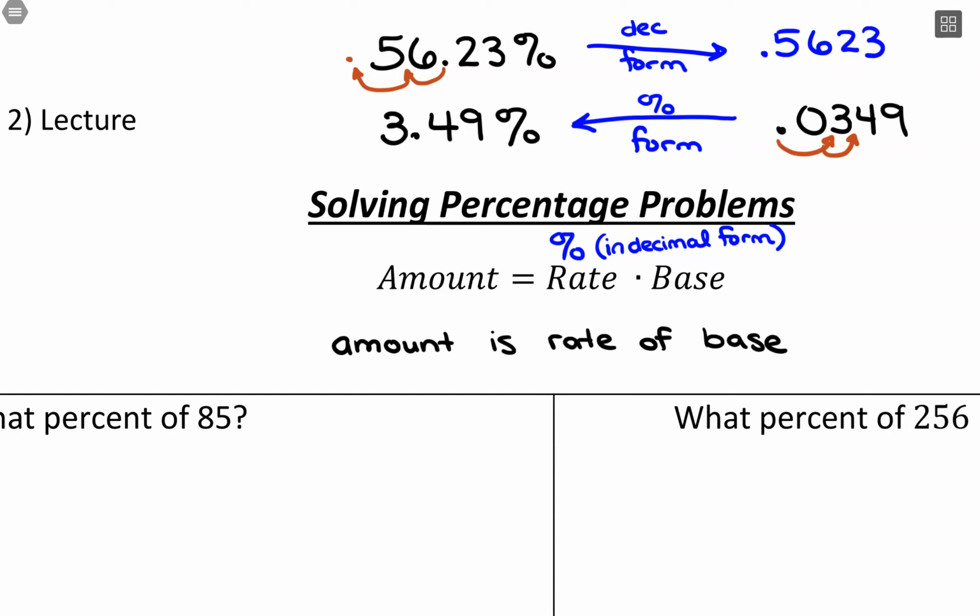So the key pieces that line up, so this equal sign relates to the word is, and the multiplication relates to the word of. So if you can find those pieces, that can help to identify what the amount is, and rate versus base. Rate's usually easiest to identify because it'll typically have that percentage symbol, but mixing up amount and base is pretty common here. But how you can separate them is using this terminology here.